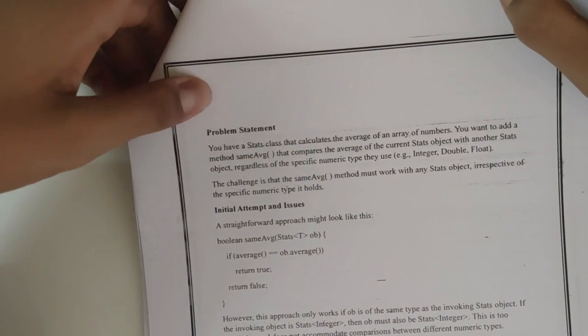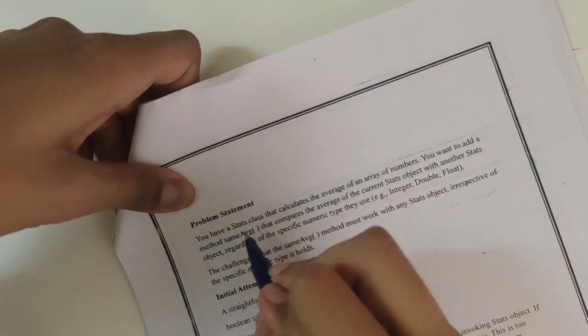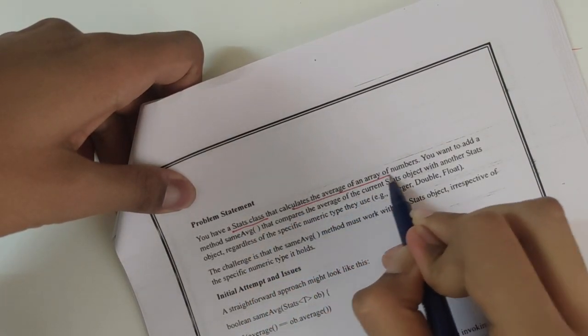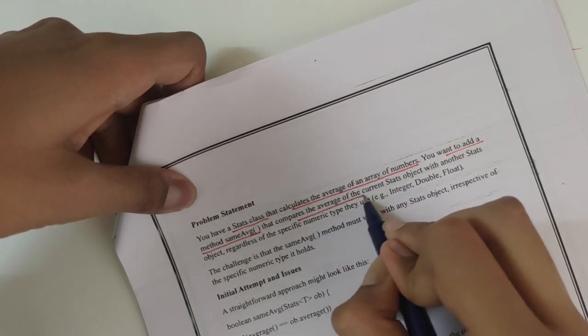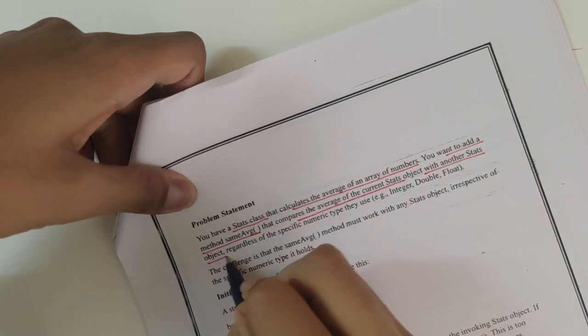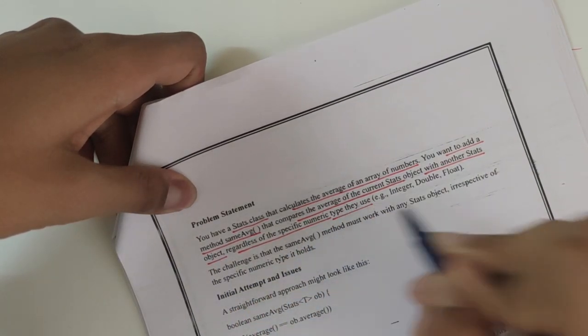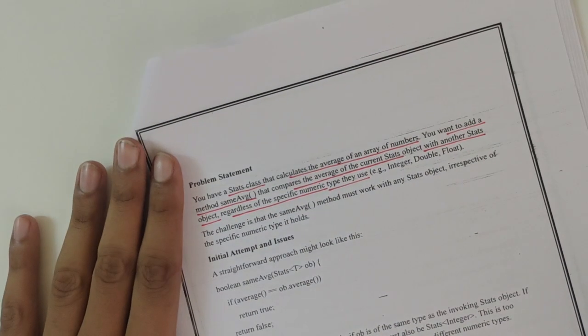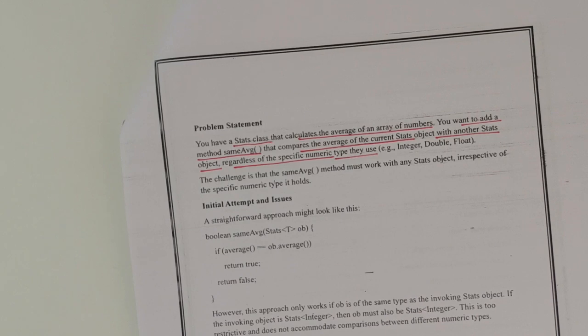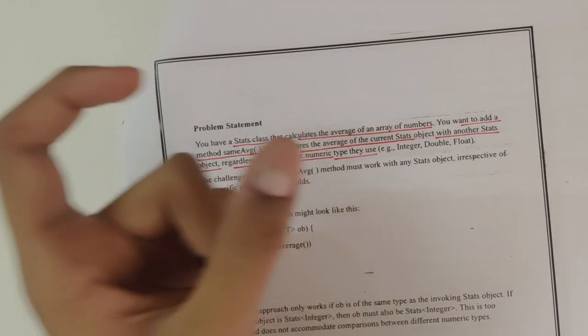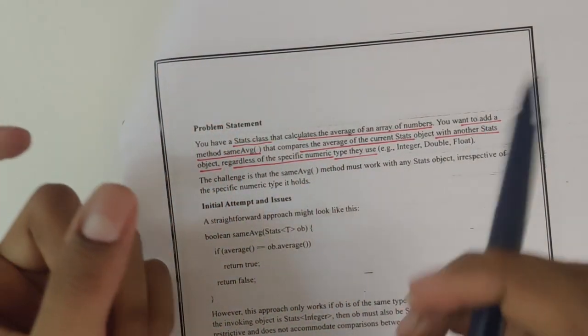So here this is the problem statement. You have a Stats class that calculates the average of an array of numbers. You want to add a method sameAverage that compares the average of the current Stats object with another object, regardless of the specific numeric type they use. That means we have a Stats class which will calculate the average of an array of numbers. Also we have to create a method called sameAverage, and what this method will do is compare the average of one particular Stats object with another object.